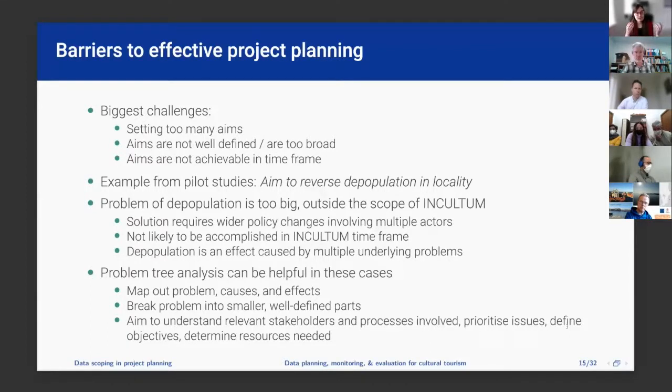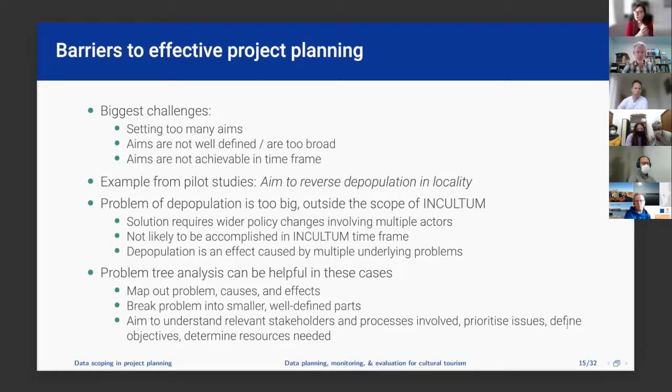But if we also think about it, it's not necessarily a problem. I'll get into this a little more. It's actually an effect. It's a symptom of a lot of underlying problems. So what we really want to do is not try to solve this big thing that's not very well defined, but go at those underlying problems and see which of them we can tackle through our work with INCULTUM, and also after INCULTUM, small things that we can do as a pilot study.